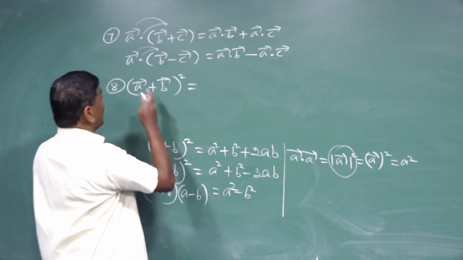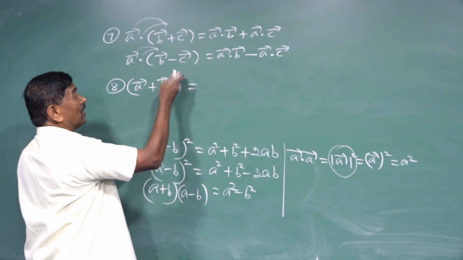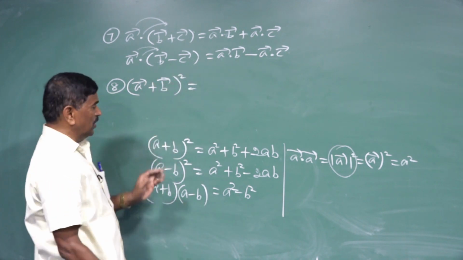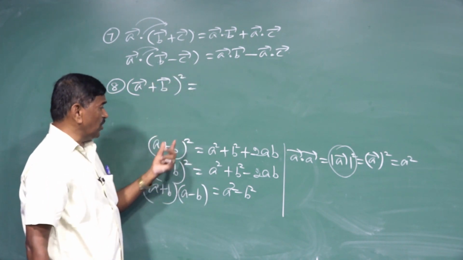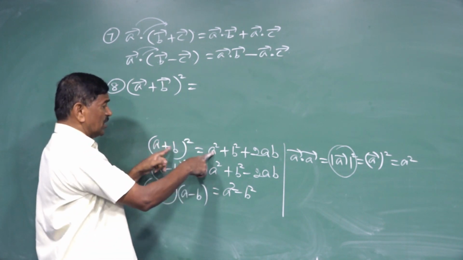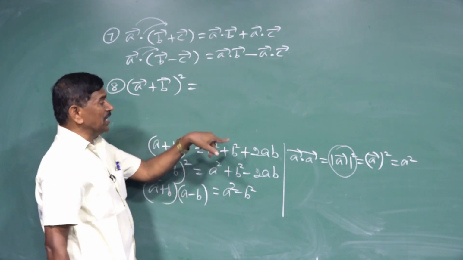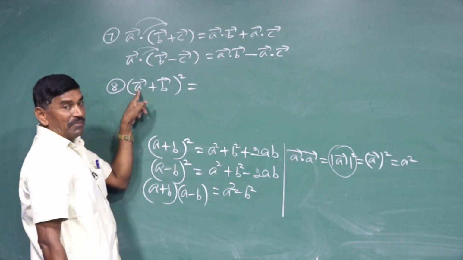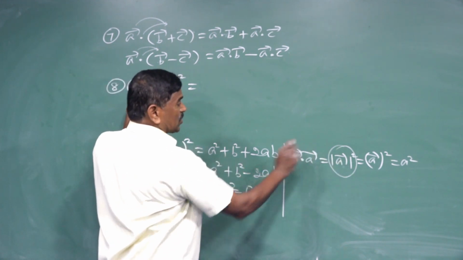Likewise, here A vector plus B vector the whole square equal to, in vector algebra. In real numbers, A plus B whole square equal to A square. First term A, so A square. Second term B, B square. But in vector algebra, the first term is A vector, so use modulus A vector square.